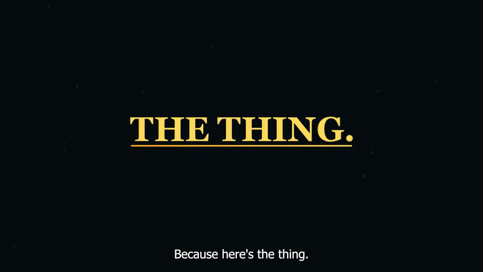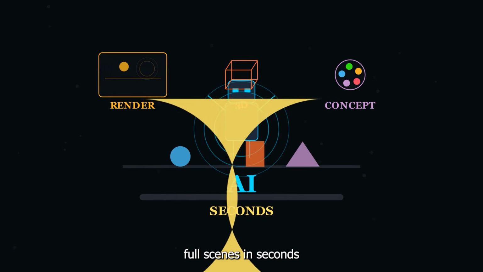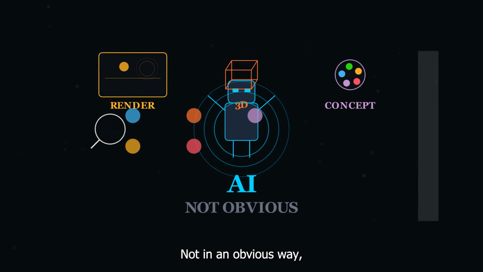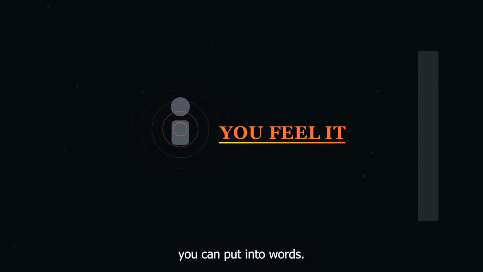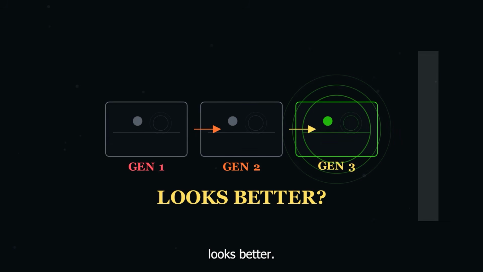Because here's the thing. AI can now generate 3D renders, concept arts, full scenes in seconds. And a lot of them have this quality that just feels off. Not in an obvious way, but in a way you feel before you can put into words. And if you can't put it into words, you can't fix it. You're just rolling the dice and hoping that the next generation looks better.